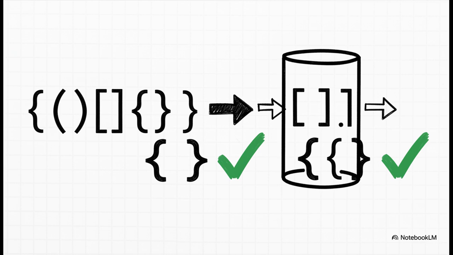Here's how it works. You go through the string, and every time you see an opening bracket, you push it onto the stack. The moment you see a closing bracket, you pop the top element from your stack and check, do they match? If they do, you keep going. If they don't, or if the stack was empty, you know the string is invalid. It's a really elegant solution, and it's powered entirely by that LIFO principle.